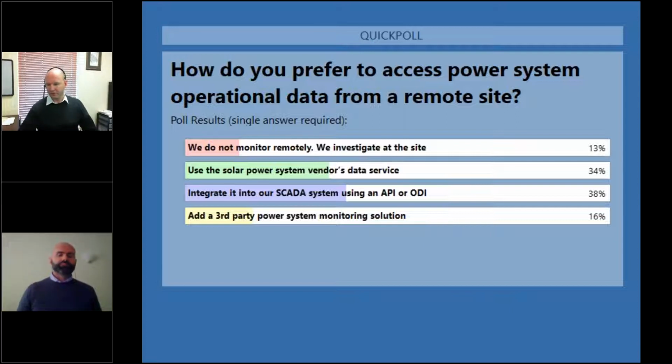So as you know, with a lot of our products, we use Modbus protocol, both RTU serial as well as IP, and I'm sure there's many other products that support that. And then lastly, it looks like 16% are using a third-party monitoring system, which could be a data logger and some other kind of shunt and measurement information to collect that data.